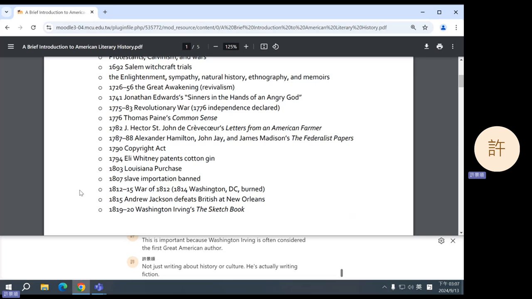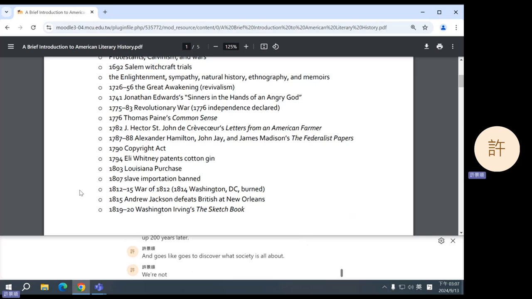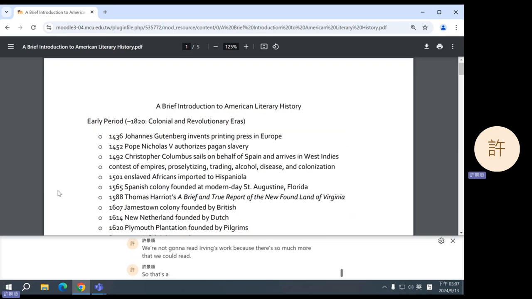His most famous story is Rip Van Winkle, the story of a guy who has a party, drinks some beer, falls asleep, wakes up 200 years later, and goes to discover what society is all about. We're not going to read Irving's work because there's so much more that we could read. So that's a summary of the early period.